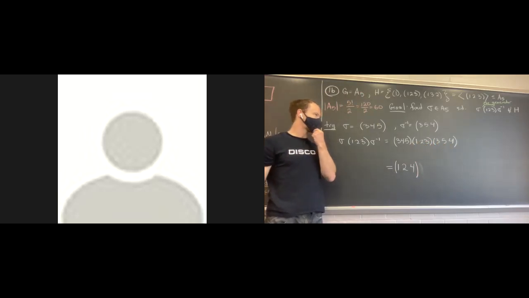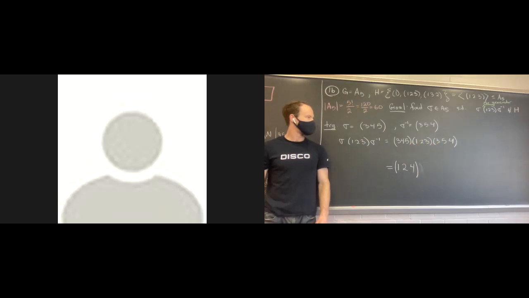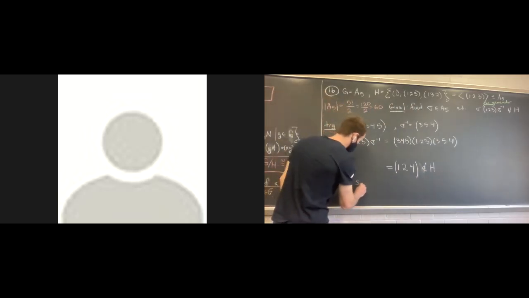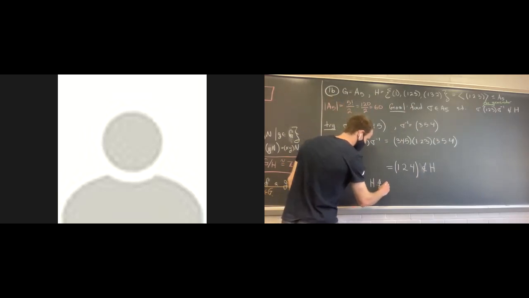And then I think you can check that 3 and 5 are both fixed. So 3 gets sent to 5 and 5 gets sent to 3. So 3 and 5 are both fixed. Okay, so we get (1 2 4), but notice (1 2 4) is not an element from H, right? So H is not normal in A5. Good. Let's look at D, and then I'll give you guys some minutes to work on A, C, and E.